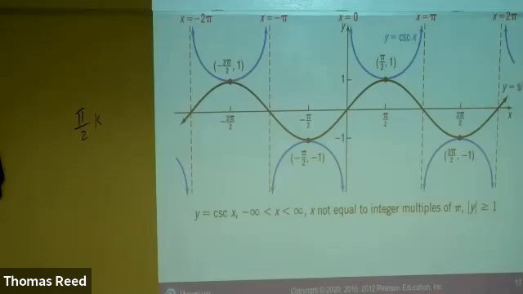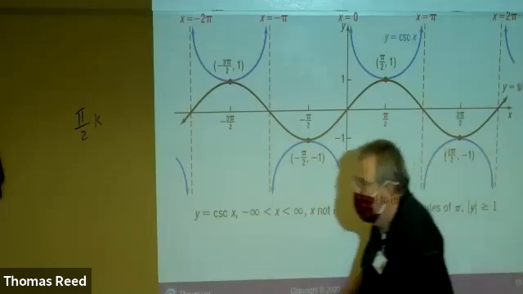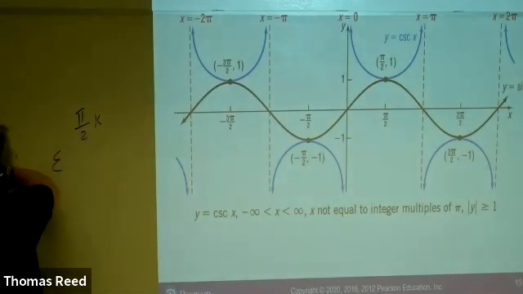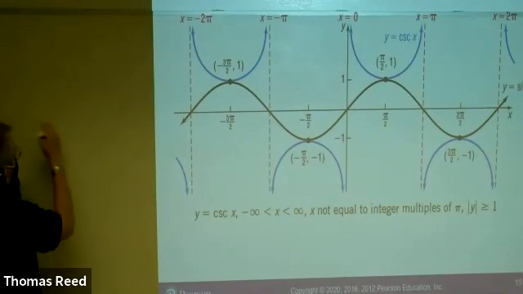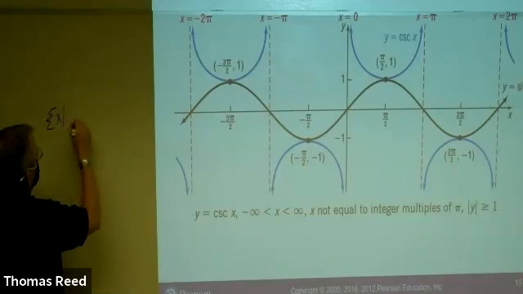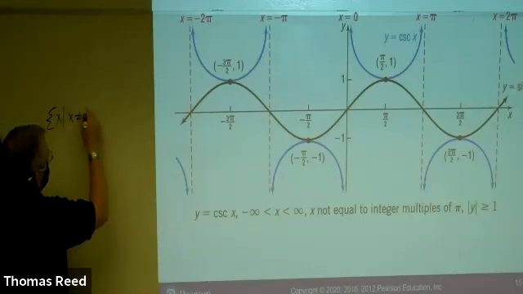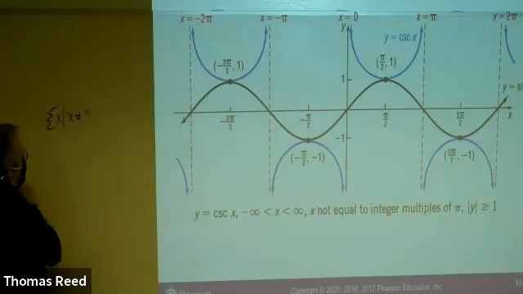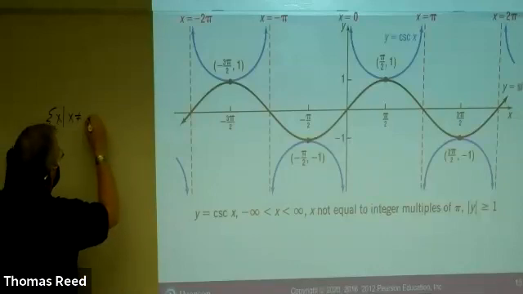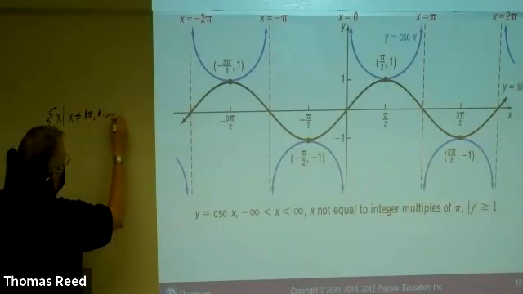Oh, those online can't see me writing that. Sorry. The set of all x such that x does not equal k pi, k is an integer.